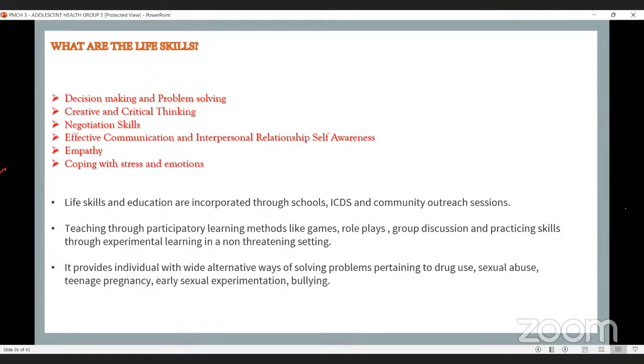Life skills and education are incorporated through schools, ICDS, and community outreach sessions. Teaching through participatory learning methods like games, role play, group discussion, and practicing skills through experiential learning in a non-threatening setting. It provides individuals with wide alternative ways of solving problems pertaining to drug use, sexual abuse, teenage pregnancy, early sexual experimentation, and bullying.